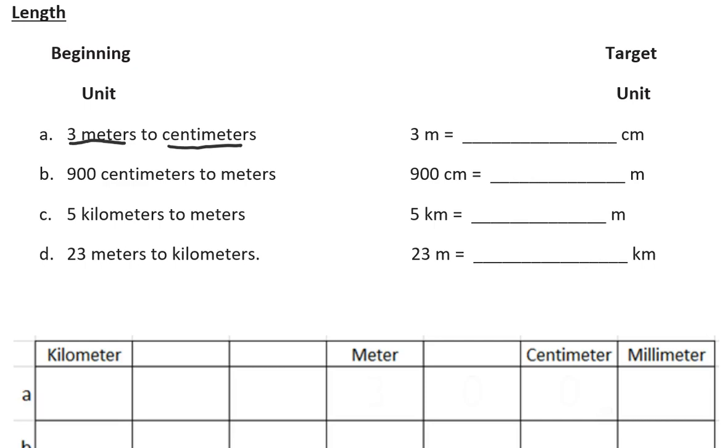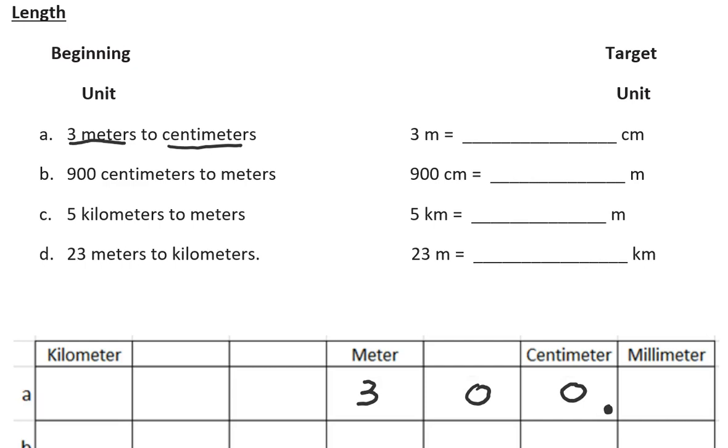I'm going to start by writing a 3 in the meter section of my place value chart. Since our target is centimeters, I'm going to write a decimal point in that section of the place value chart. You can see that the meter section is 2 place values to the left of the centimeter section. Our knowledge of the place value chart tells us then that meters are 100 times bigger than centimeters. I can show this by filling in my place value chart to the centimeter spot.